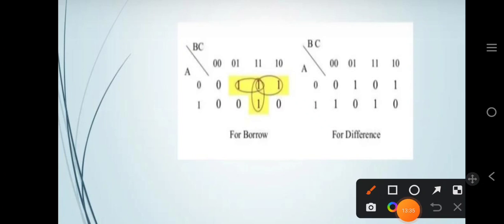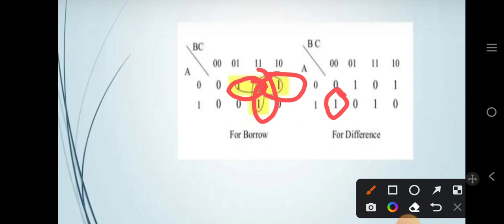Like here you can see this is first group, this is second group and this is third group. Now the next step, again in this K-map, how many groups will be there? 1, 2, 3 and 4. Now you have to write individually here.